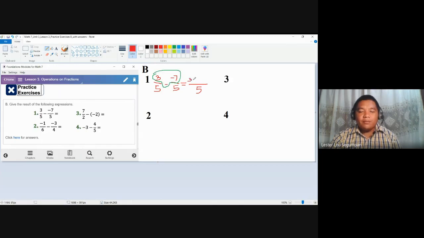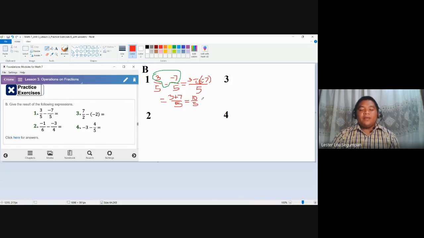Copy them. You have 3 minus -7. Even if they are in fraction form, look at the numerator. It's still the process of addition or subtraction of integers, so always go back and review how we subtract integers. For number 1, we apply the double negative property of numbers. If we have two negative signs side by side, we can combine them into one positive, or one addition process. So this becomes 3 plus 7 over 5. Operating them, 3 plus 7 is 10 over 5.